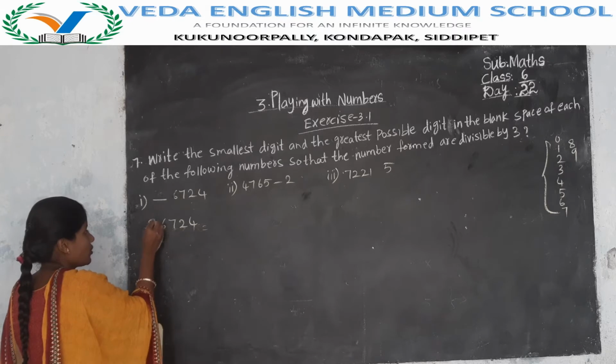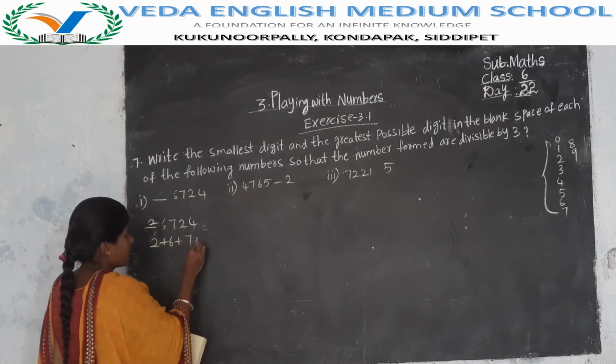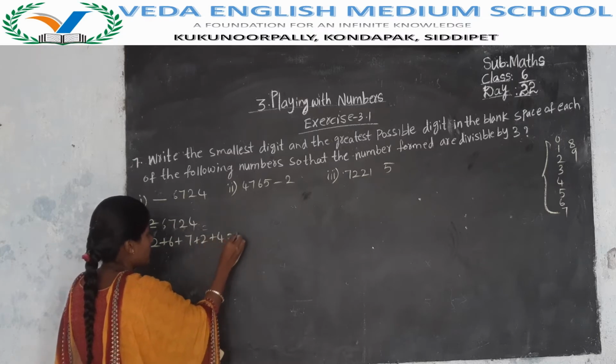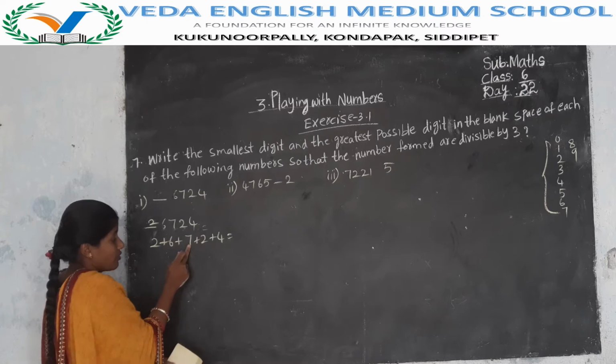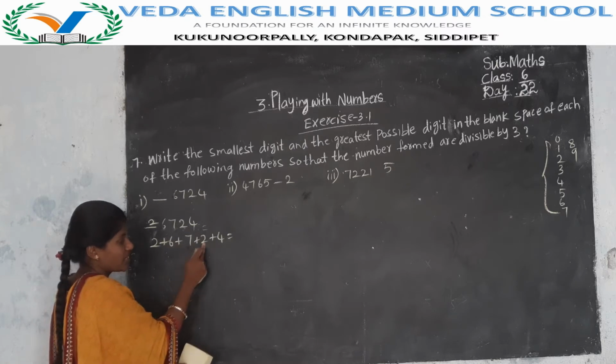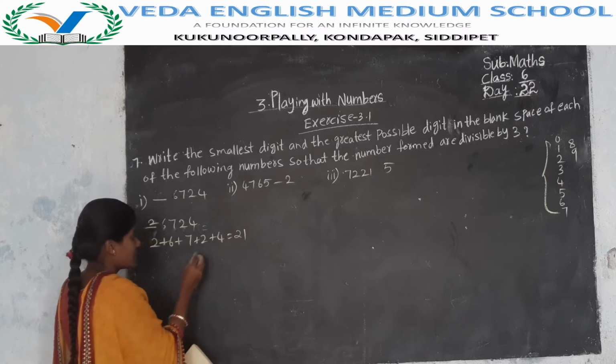So in the space you have to take 2. 2 plus 6 plus 7 plus 2 plus 4 gives 21. 2 plus 6 is 8. 8 plus 7 is 15. 15 plus 2 is 17. 17 plus 4 is 21. 21 is divisible by 3.